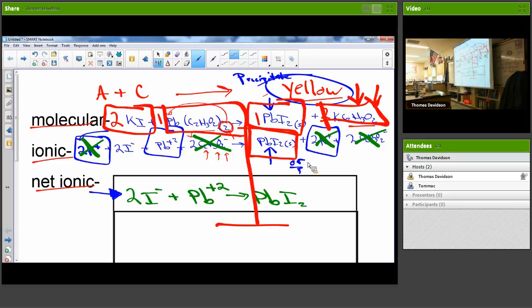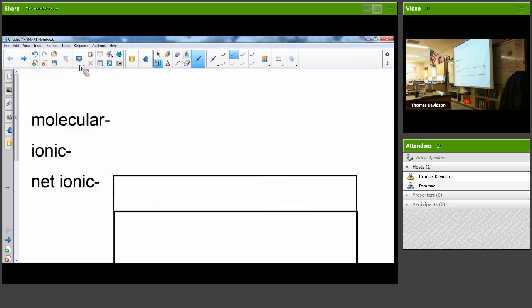All right, now I'm going to erase all this. Let's keep going. We've done three of them, right? There's two more. What made brown? So B and D, right? Okay, do this as quickly as you can. Molecular, ionic, net ionic. These should become very quick. Maybe not yet, but they should eventually.